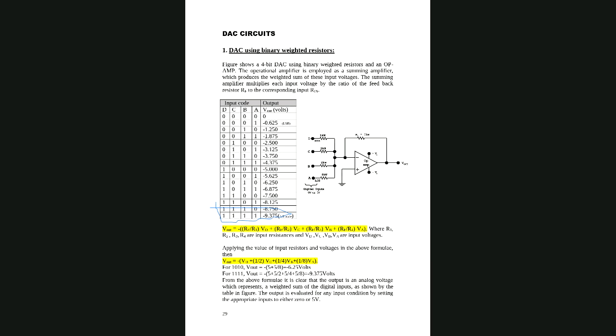I have one question from everyone. You know full scale: whenever I have all the inputs at one, we get the full scale output. So in this example, what is the full scale? Full scale is this one, because all the inputs are 11111 here. Full scale is minus 9.375 volt. I have one question now. What is the step size in this example? Who will tell me what is the step size or K or resolution? Can anybody tell me?